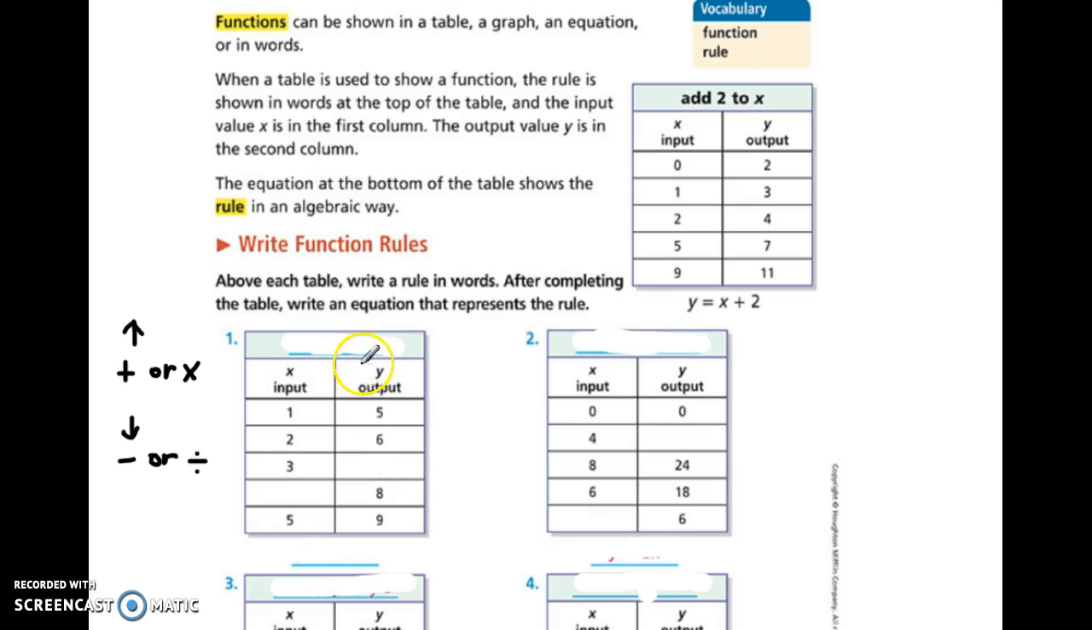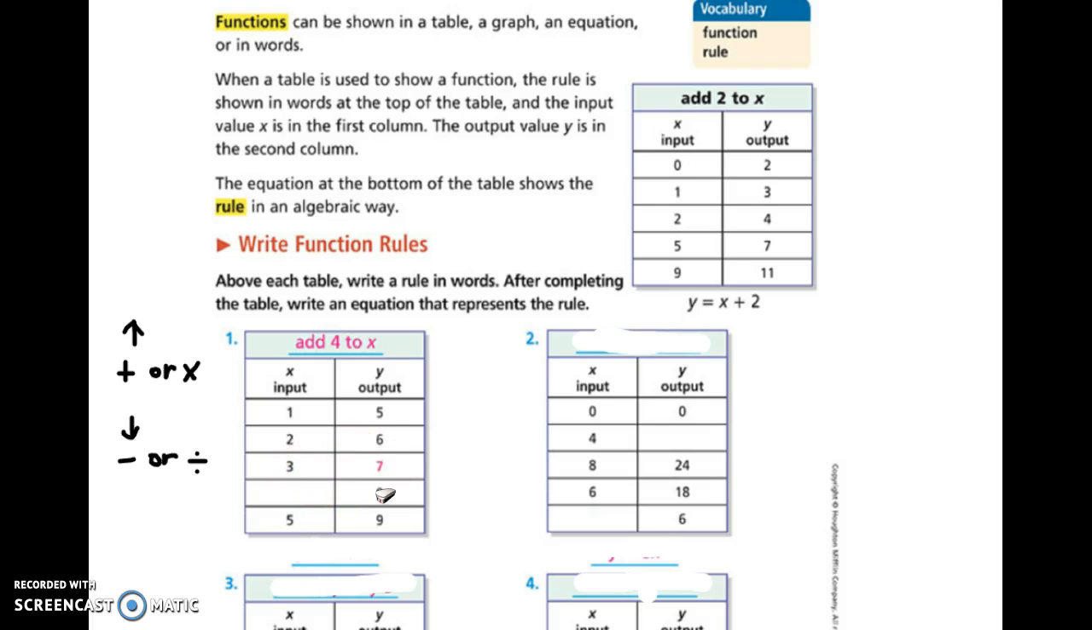So at the top here, I'm going to write my rule. And basically my rule says that I'm going to add 4 to X each time. So let's go ahead and try to fill in the blanks here. 3 plus 4 equals 4, 5, 6, 7.